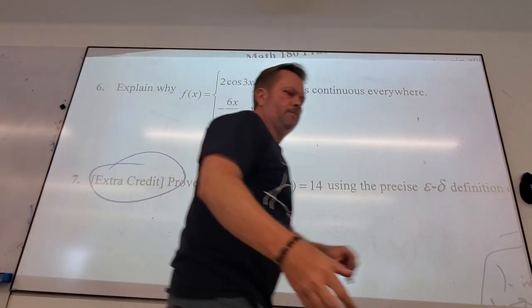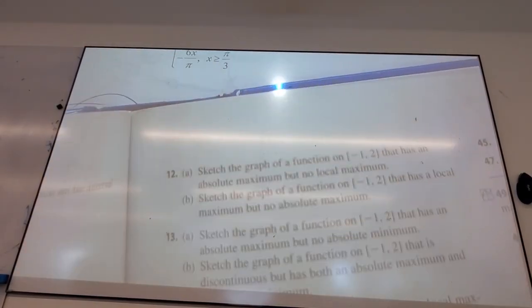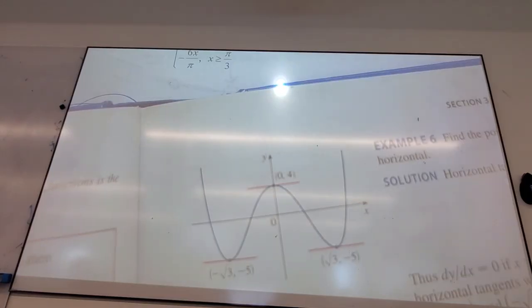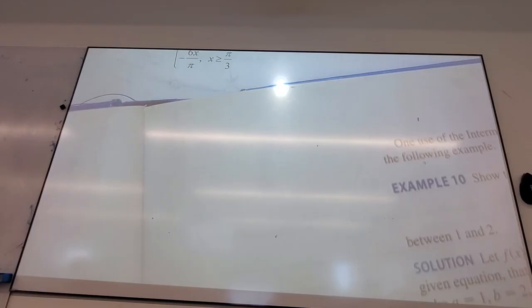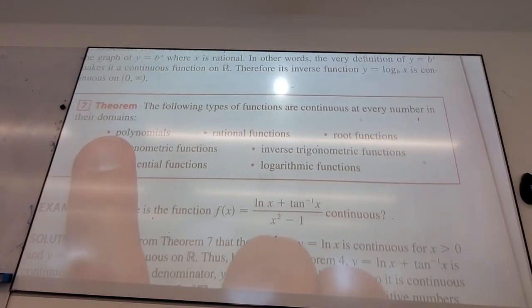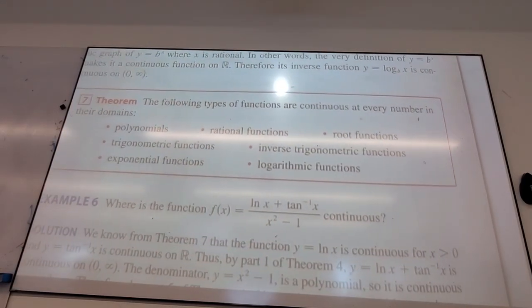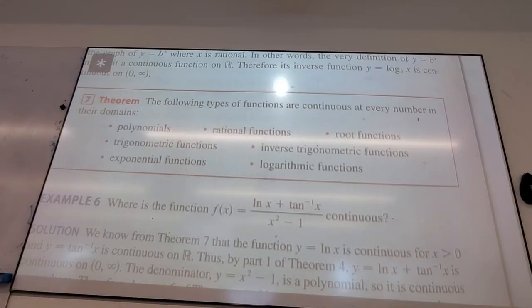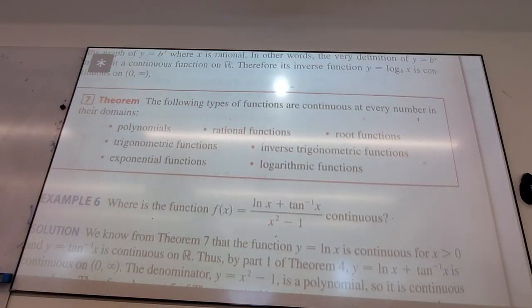There's a really cool theorem. Let's see if I can find it really quickly. It says trig functions, exponential functions, logarithmic functions, all of these are continuous on their domains. So, for example, if I have 1 over x minus 2, that is a rational function. What's not in its domain of 1 over x minus 2? 2. It is continuous everywhere else except 2.